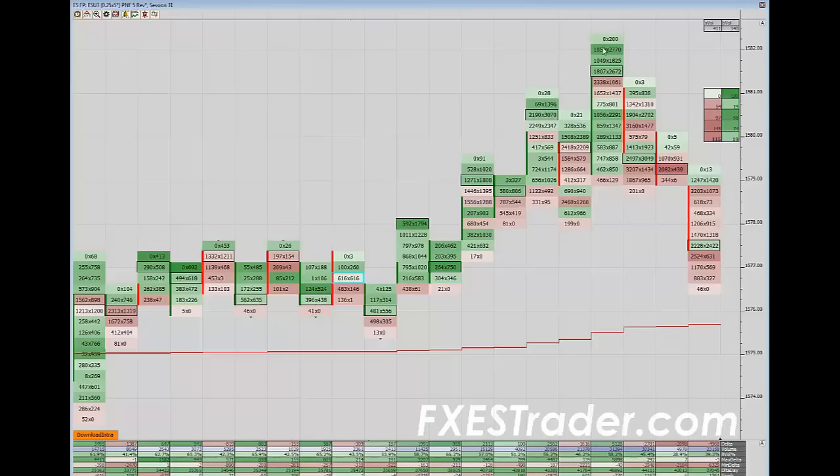But the 1582 area has been just a big area. So we went up, saw a lot of volume go off, and then nothing.